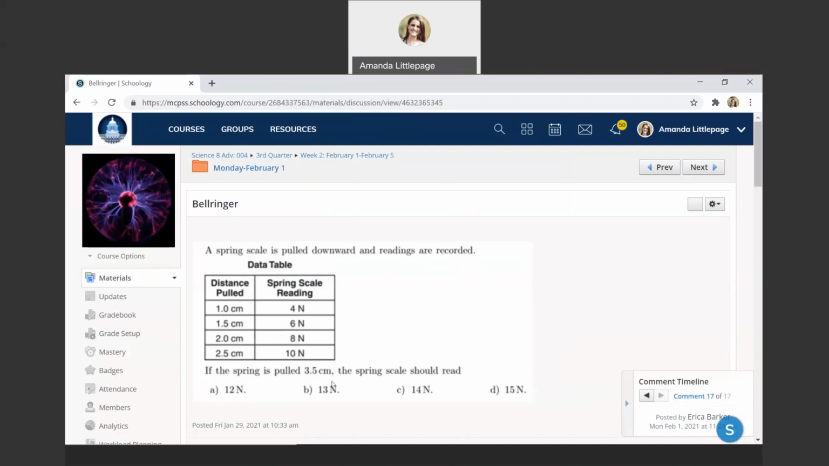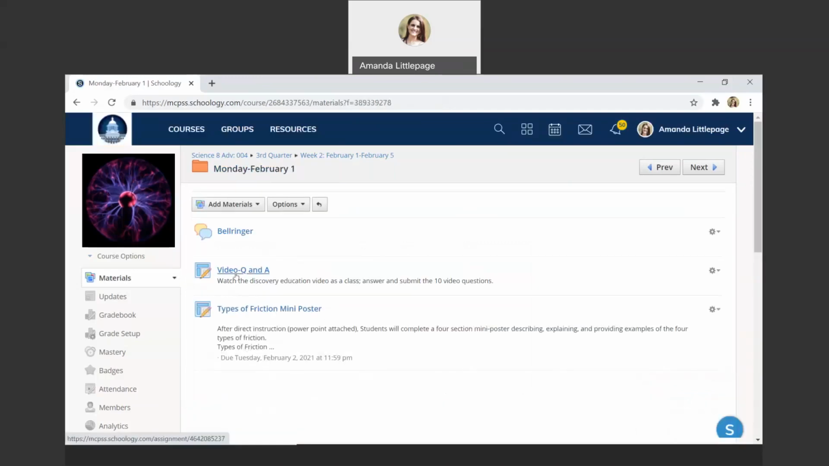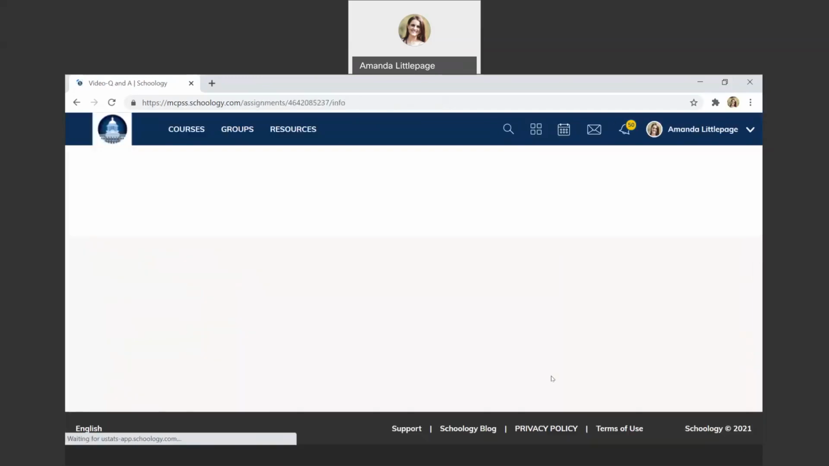So if the spring is pulled 3.5 centimeters, it should read, well, if it increases by 2 every 0.5, at 3, it should be 12. And at 3.5, it should in fact be C, 14 newtons. So you're basically looking at the relationship between the increase in distance and the reading for this question. Once you've posted your bell ringer, the next step is for you to watch a video and submit some questions.